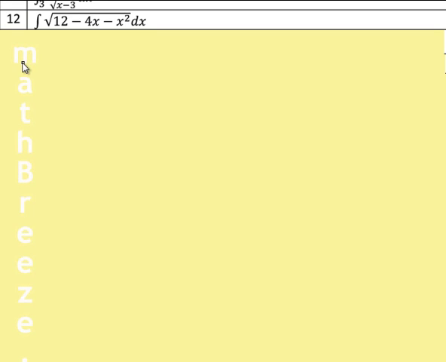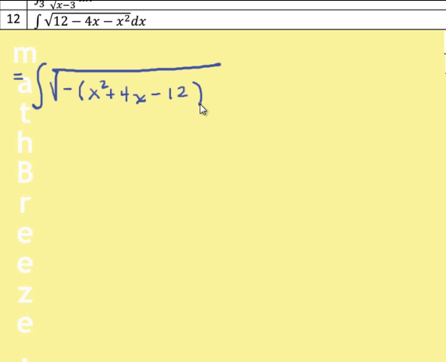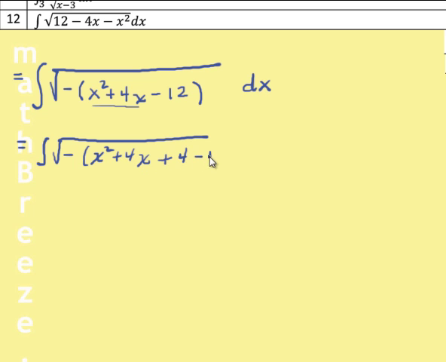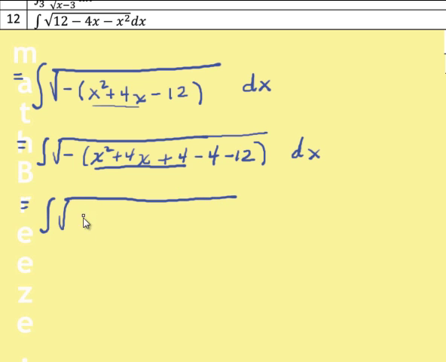We're going to start number 12 by completing the square underneath the square root. So let's do that. And let's factor out a minus. So here we have x squared plus 4x minus 12, just getting ready to complete the square. And now let's complete this square. We're going to add 4 and subtract 4. Okay, so here we have, that's x plus 2 squared. And here we have minus 16.